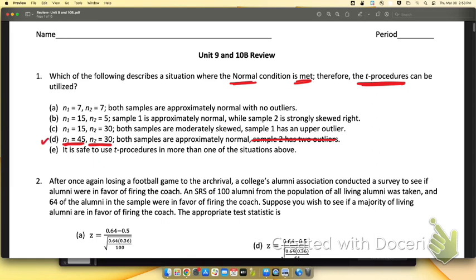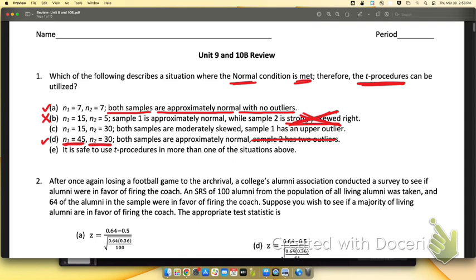A. So both of my samples are less than 30, and so it says here both samples are approximately normal with no outliers. Then that means that we can use our T procedures. In option B, it says that sample 1 is approximately normal, but sample 2, who only has a sample size of 5, is strongly skewed to the right. That is not okay. So that is a problem.